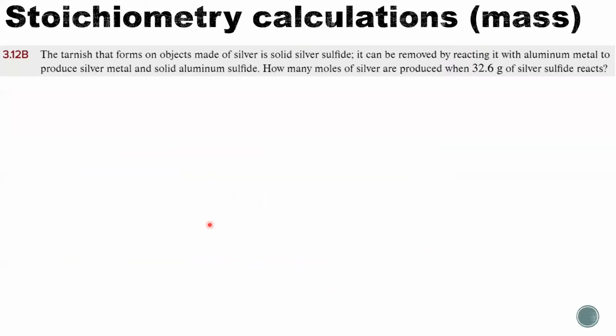Sometimes, besides providing you information about moles, the quantity, the question provides you information about mass. For example, here, a tarnish that forms on an object made of silver is solid silver sulfide. It can be removed by reacting it with aluminum metal to produce silver metal and solid aluminum sulfide. How many moles of silver are produced when 32.6 grams of silver sulfide reacts?